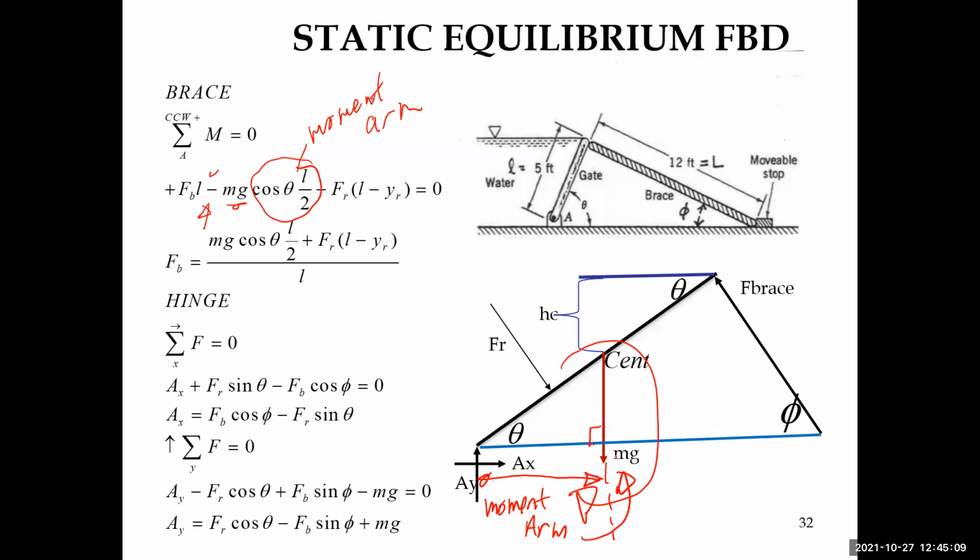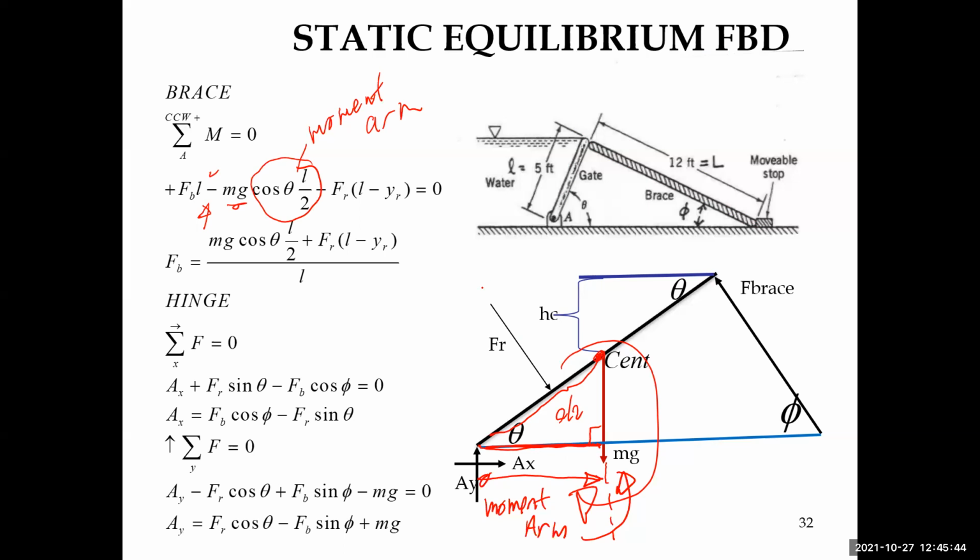And so this distance here is going to be equal to, if I take the cosine of the angle, this distance divided by L over 2, because this distance here is equal to L over 2, because the force acts at the centroid. So the moment arm is equal to L over 2 times the cosine of theta.